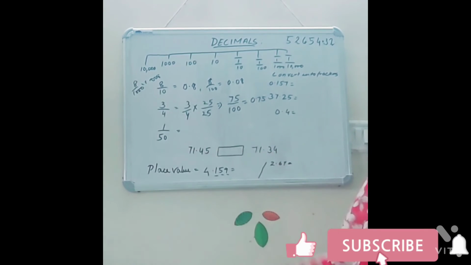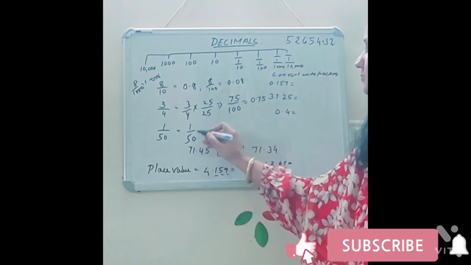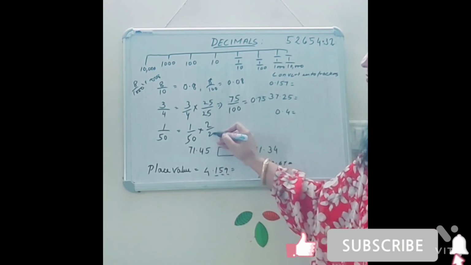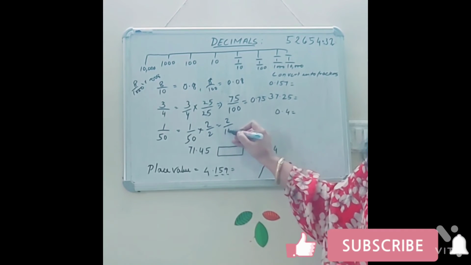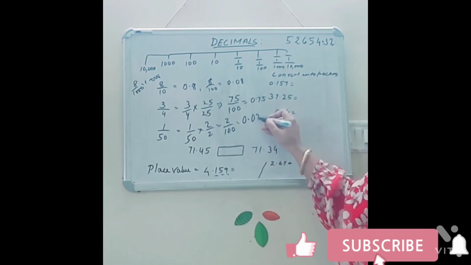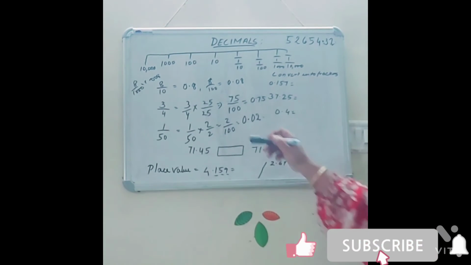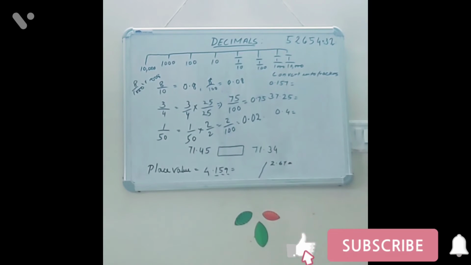Now here the third number is 1 by 50. So 50 can be converted into 100. 50 into 2 is 100. So what we'll do is 1 by 50 into 2 by 2, that gives 2 by 100. So this will be 0.02. Correct? Because we have 2 zeros in the denominator, we'll put the decimal before 2 numbers.